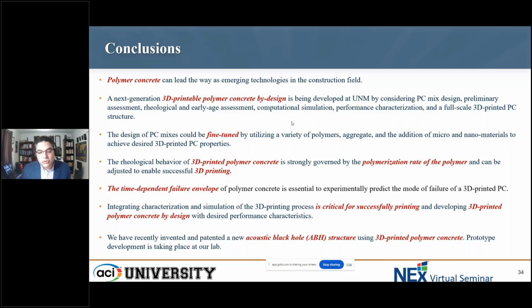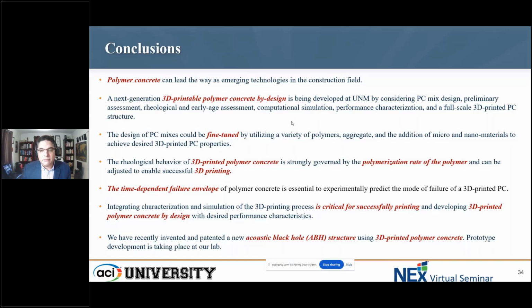At the end, we have also been patenting a new acoustic black hole structure using 3D printed polymer concrete, and we are developing a prototype at our lab now. Our timetable is to have a prototype by the summer of 2025.